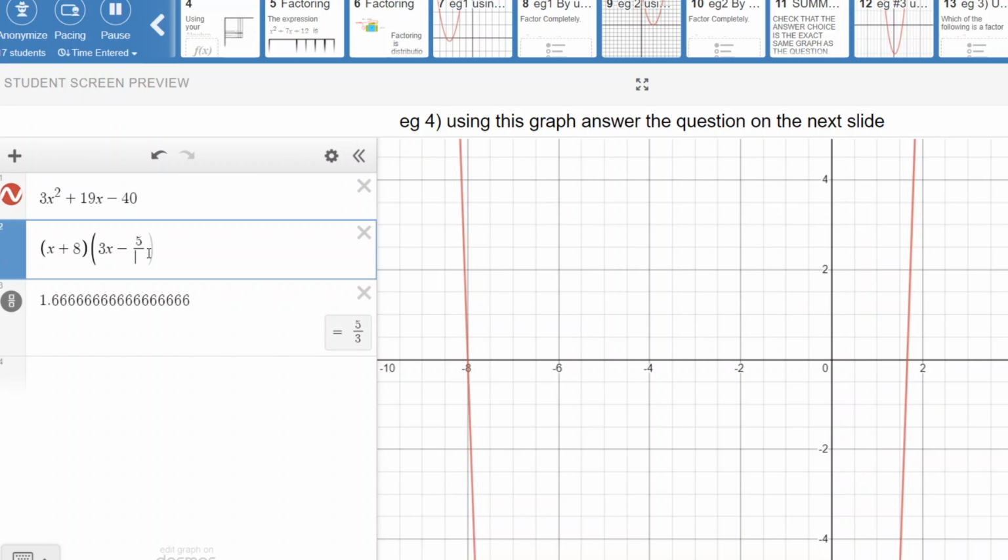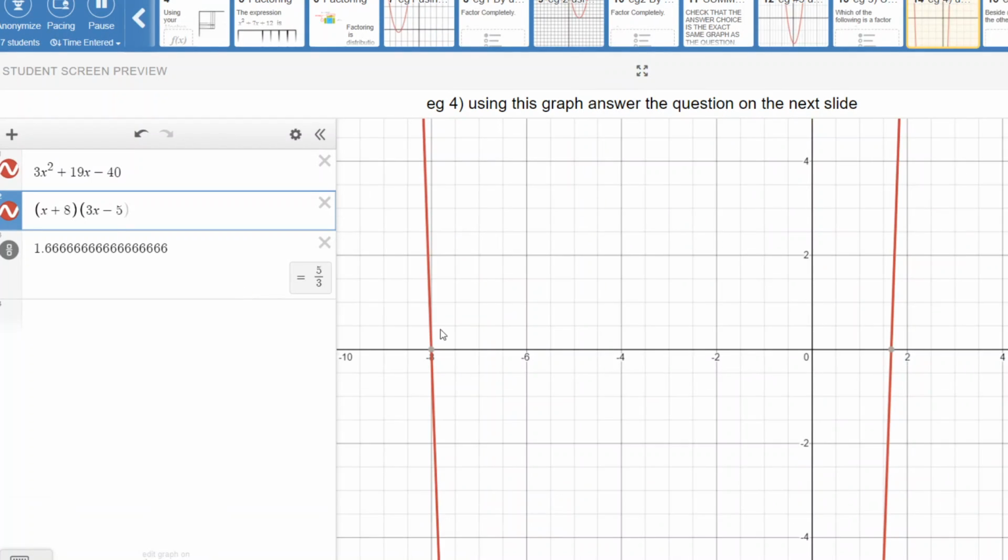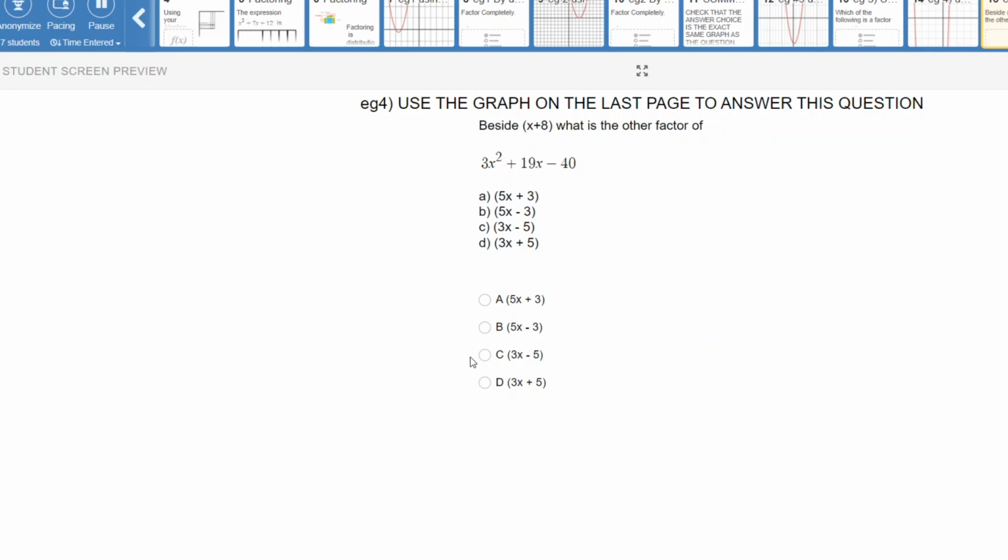Whoops, that wasn't delete, was it? There we go. And I might have to zoom out a little bit, but hopefully you can see that that's kind of the same picture here. Let me switch it off, and then on again. There you go. And you can see that that's exactly the same. So 3x minus 5 is my other factor.